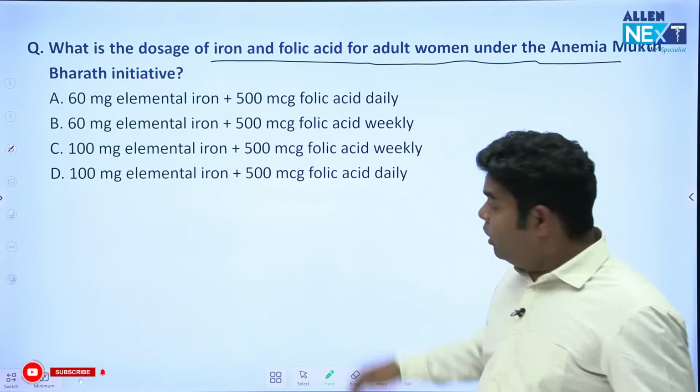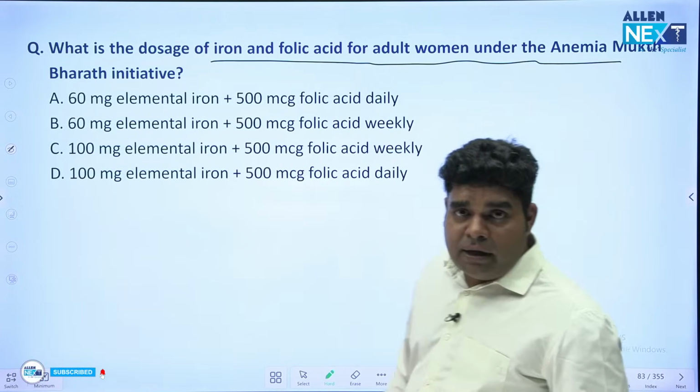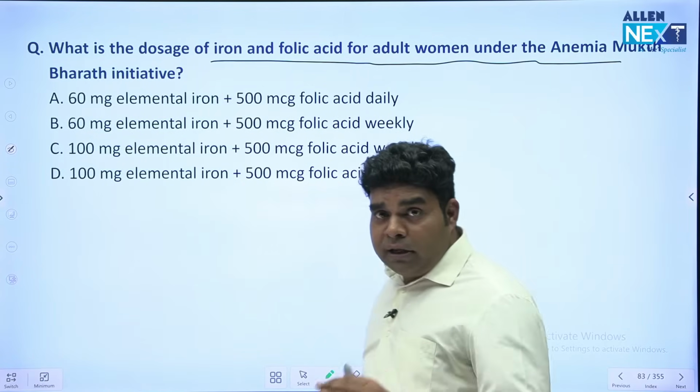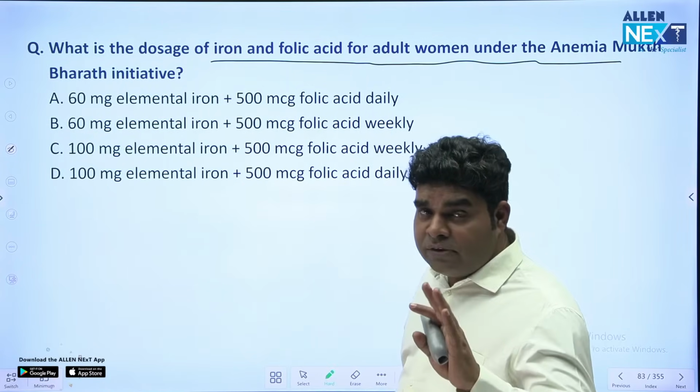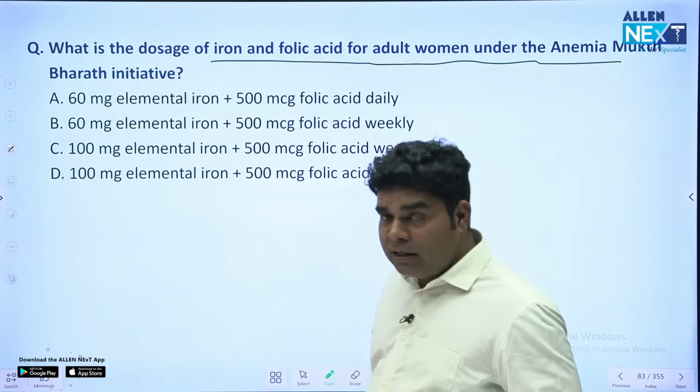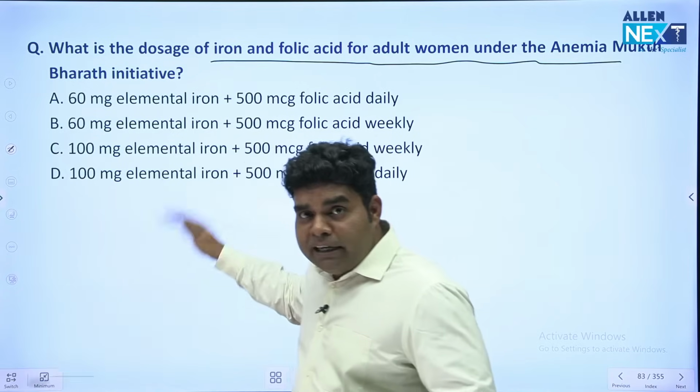And can you answer it? What is the answer to this question? Remember, the doses for Anemia Mukt Bharat are very frequently asked and very easy to remember. In the meantime, give your answer.